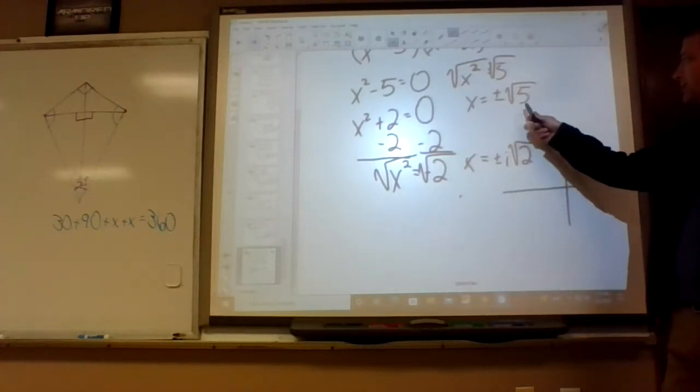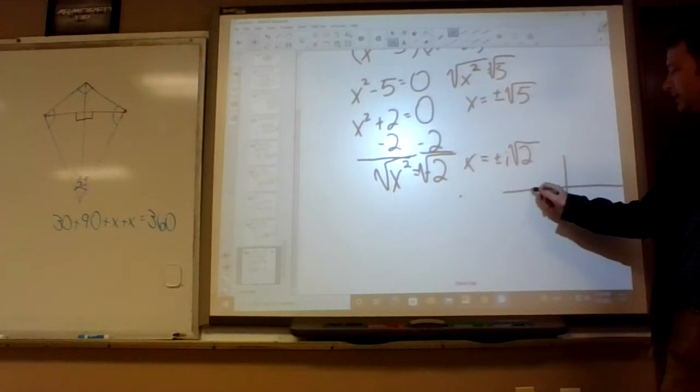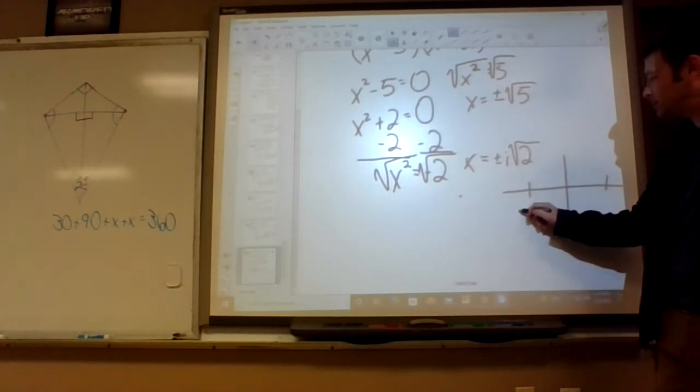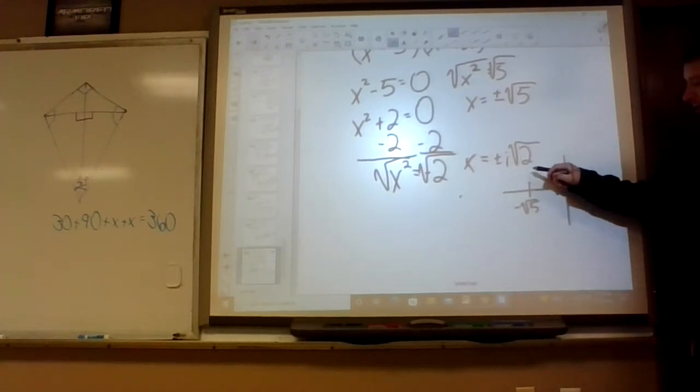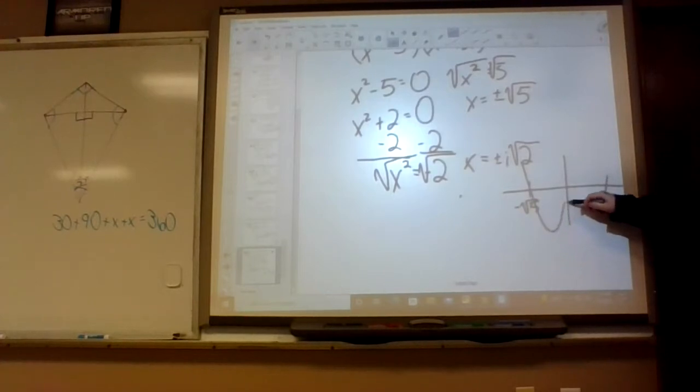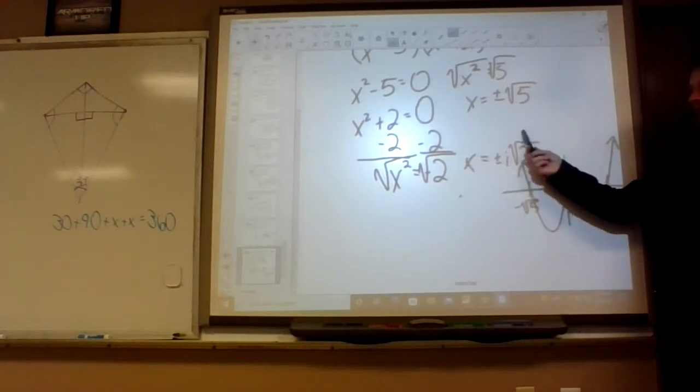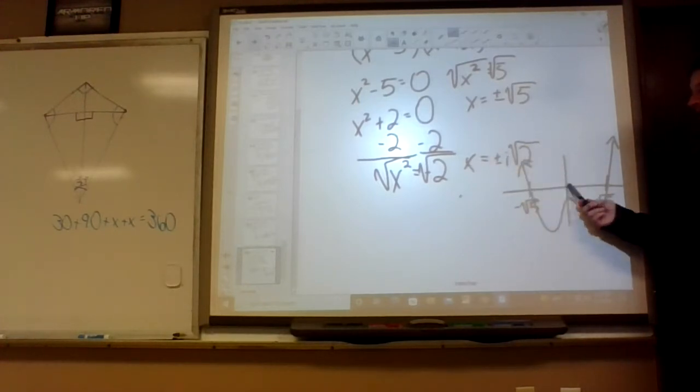So square root of 5, we don't really need to know, that's like 2.2, but we don't really need to know what that is. So it is a W shape, but it turns out that it only has 2 actual intercepts, because these imaginary ones mean it's not actually going to hit anywhere for these 2.